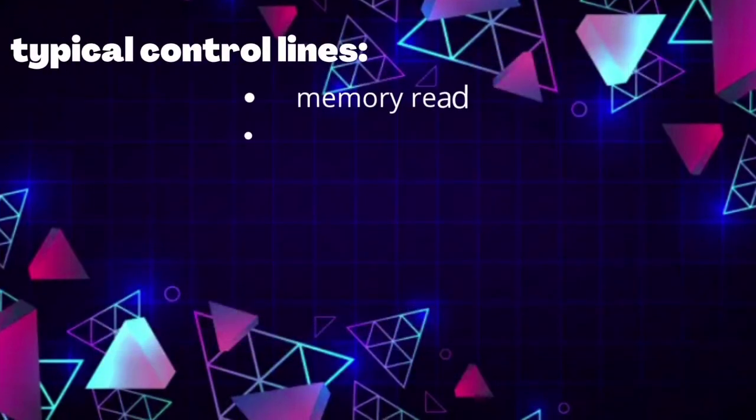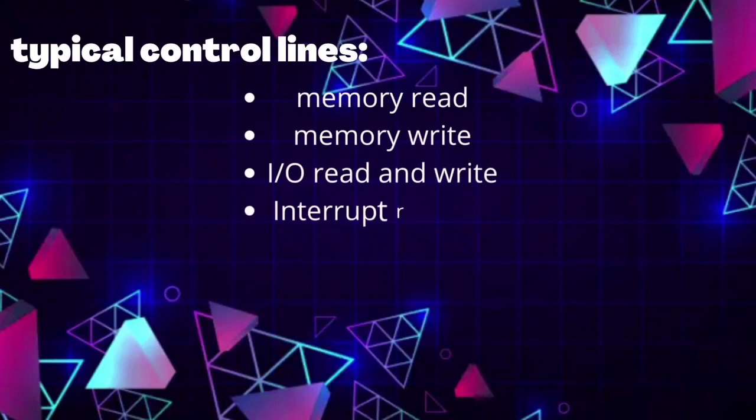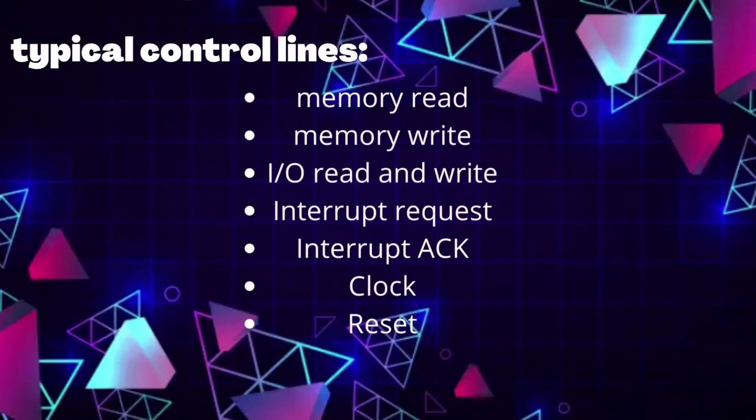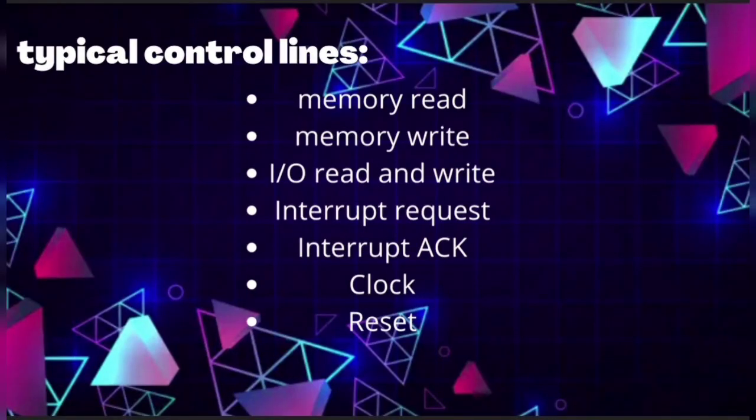Now let us see some of the control lines. Memory write. It causes the data on the bus to be written into the addressed location. Memory read. Causes data from the addressed location to be placed on the bus. I/O write. Causes data on the bus to be output to the addressed I/O port. I/O read. Causes data from the addressed I/O port to be placed on the bus.